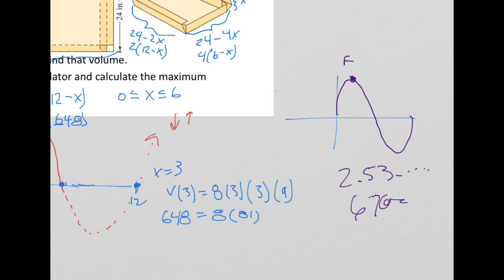But plug those in, use the domain 0 to 6, and then once you do that, hit the zoom fit button and it'll automatically give you a nice window that shows you just that bit right there. Zoom fit will sometimes work nicely for you as long as you have a good domain to start with.